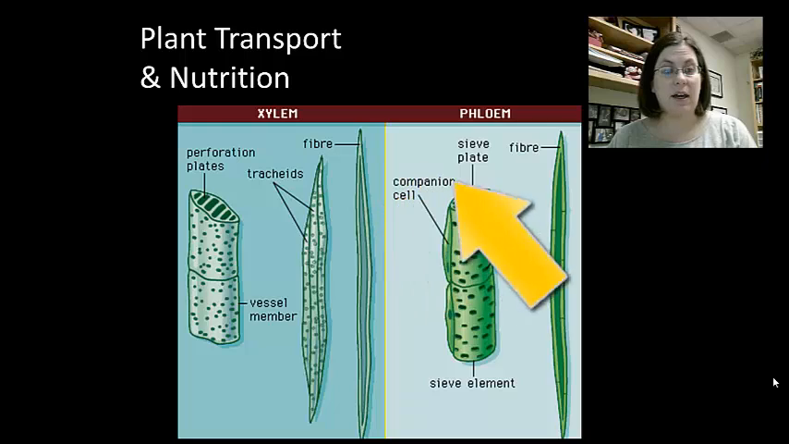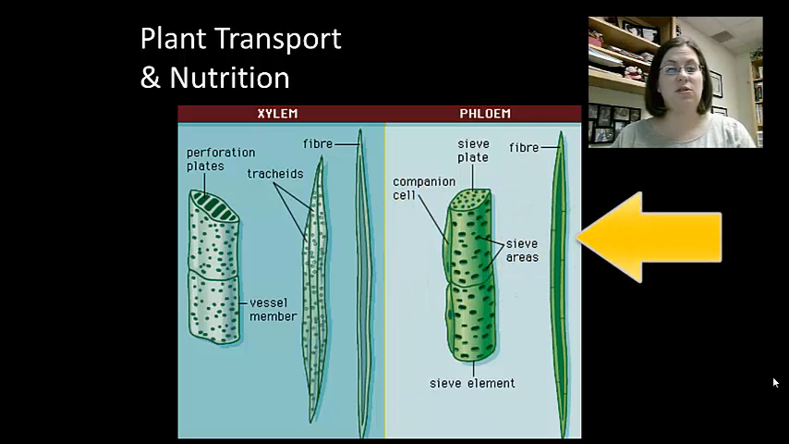On the other hand, phloem is composed of two types of living cells called sieve tube members and companion cells. Now, you should recall that the sieve tube members do not contain a nucleus, but the companion cells do, and they support the sieve tube members. They manage them, they help them do their job.